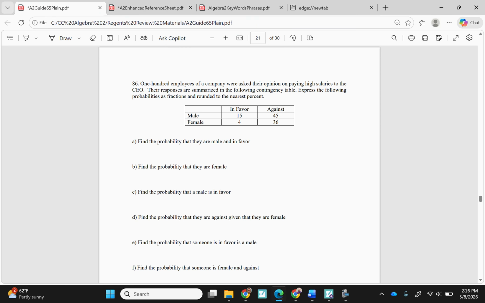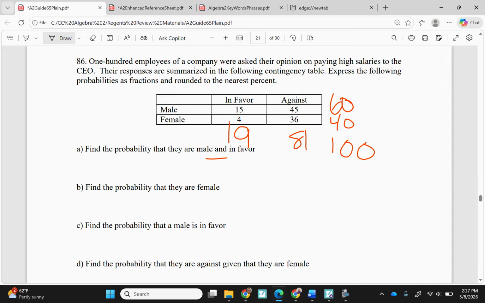So always total everything up. So this is 19, this is 81, 60, 40, 100. So if I see "and," then my total is my denominator. Out of the 100 people, how many are male and in favor? Male and in favor would be 15.